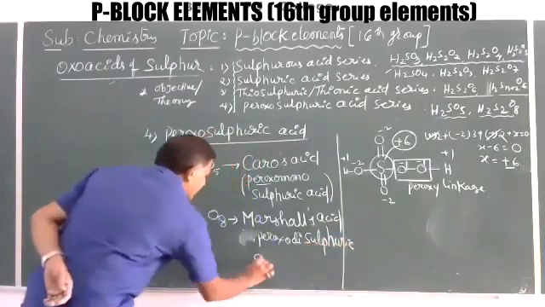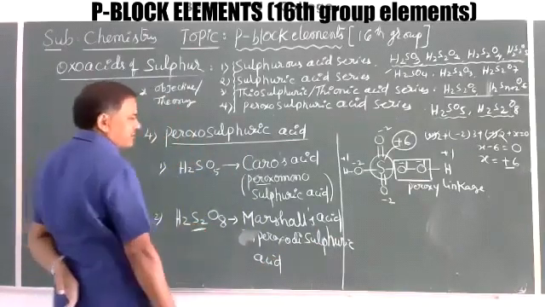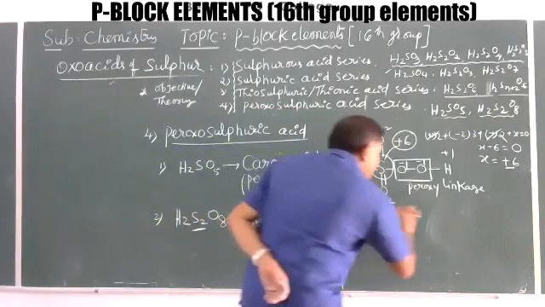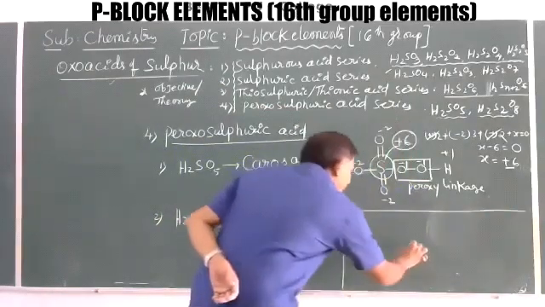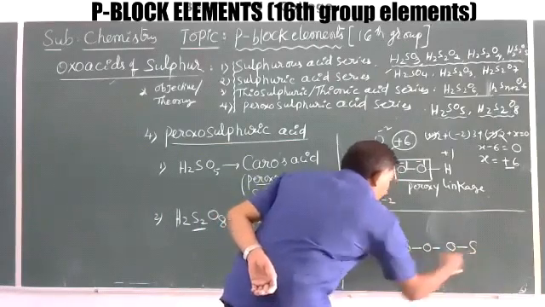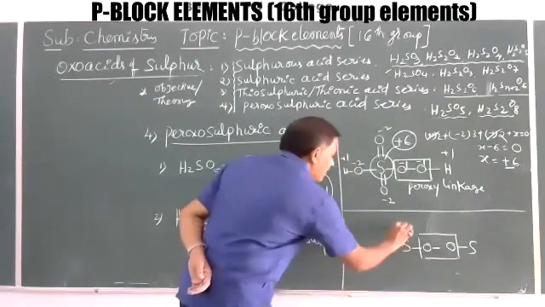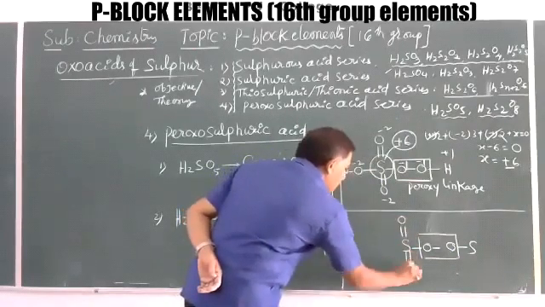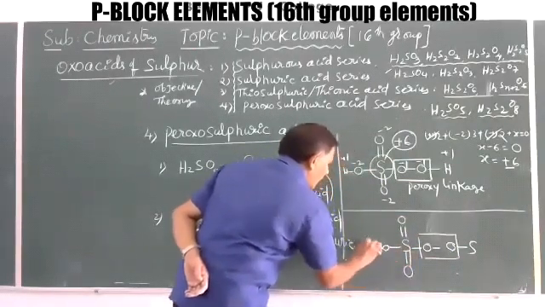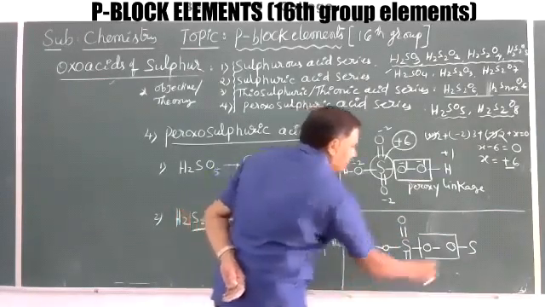Peroxodisulfuric acid it is. It means there are two sulfur atoms. That's why for this we can take its structure like this. Between the oxygen and oxygen there is one peroxy linkage. Now it is common: a double bond O, and a bond OH. One oxygen is double bonded to sulfur, and here one OH.